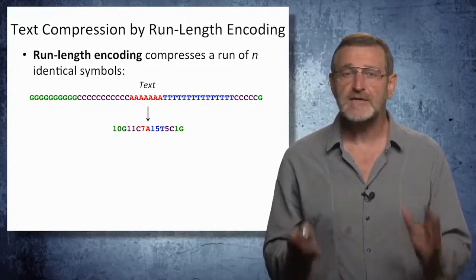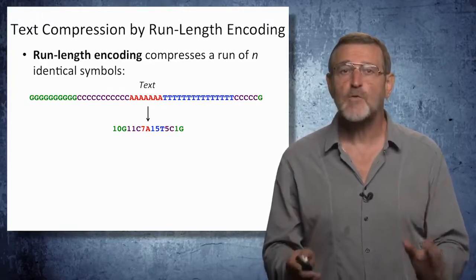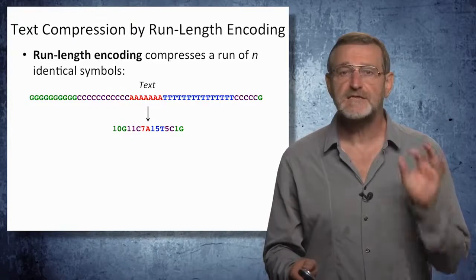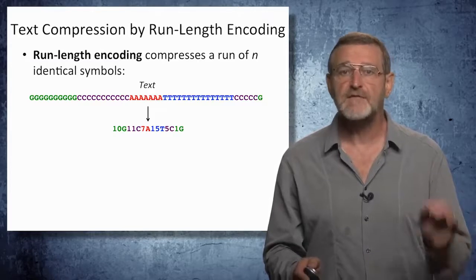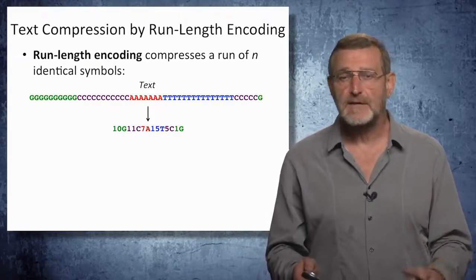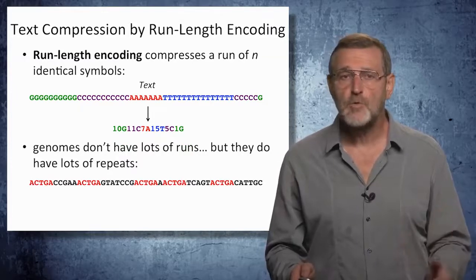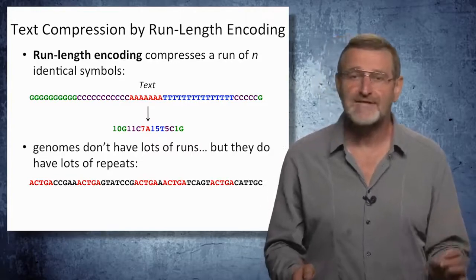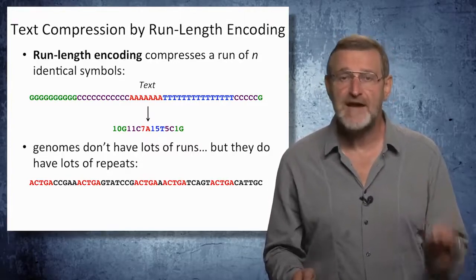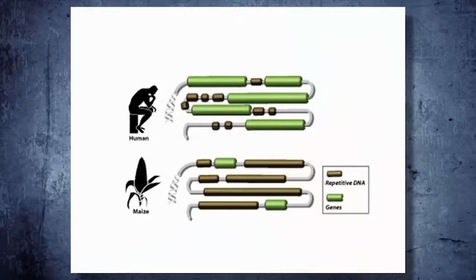Run length encoding is the simplest way to compress a text, where a run of a single symbol is substituted by the number of times the symbol appeared in this run, followed by the symbol itself. You may be wondering why we want to do run length encoding for genomes, because genomes don't have many runs, but they do have many repeats. For example, more than half of the human genome is formed by repetitive DNA, and the lion's share of many plant genomes is also formed by various types of repeats.